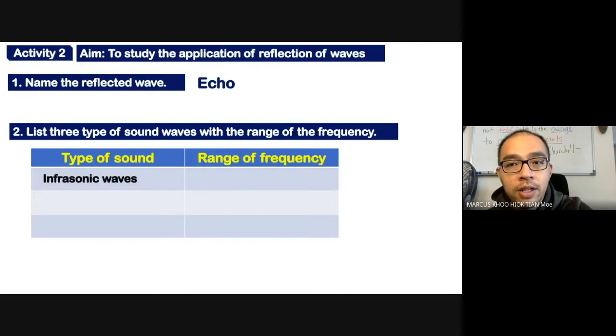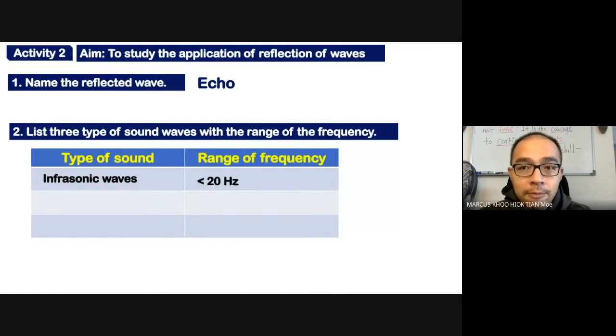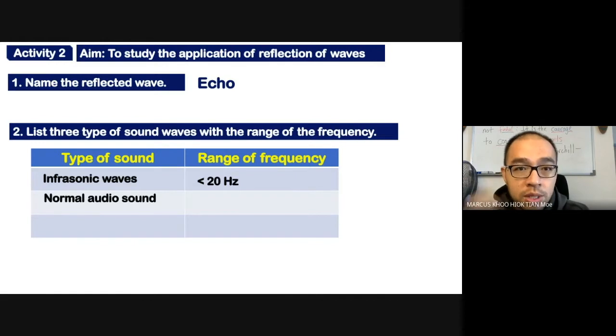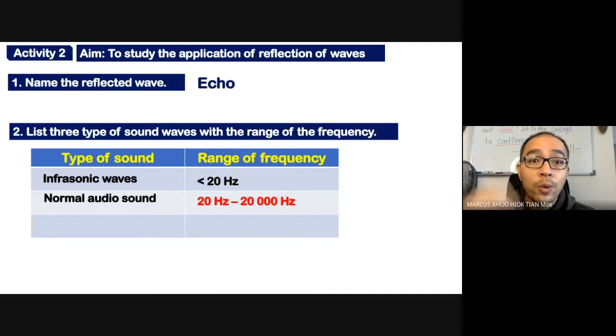First of all is the infrasonic waves. Infrasonic waves are waves that have less than 20 hertz. Then there is normal audible sound, which is the sound that we can hear. This is about 20 to 20,000 hertz, 20 to 20 kilohertz. So these are frequencies that we can hear.